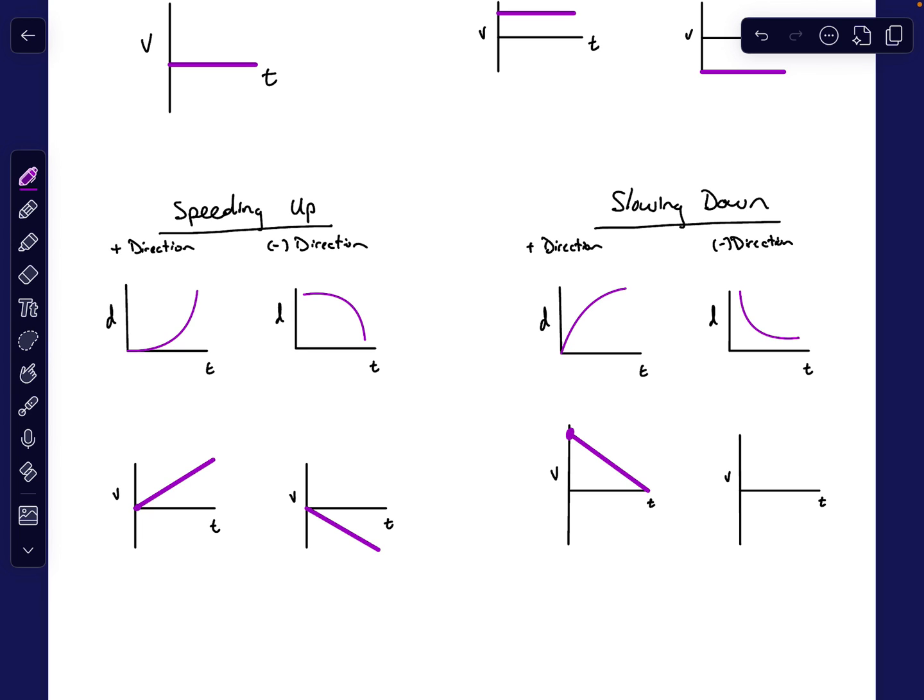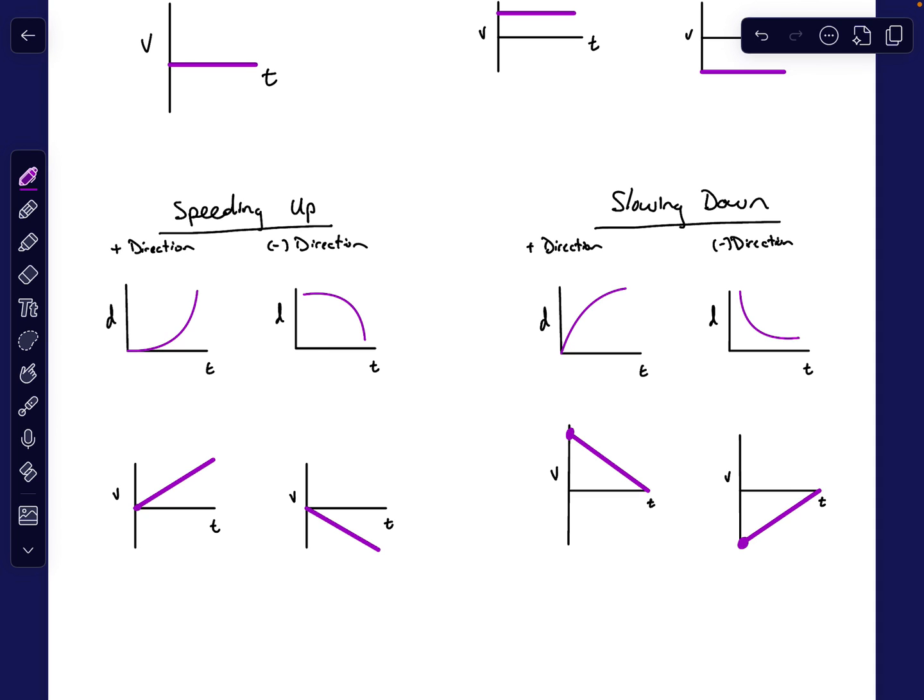And if it's in a negative direction, I'm going to start at a high velocity. Notice in this graph, I have a high slope, a medium slope, and a 0 slope. So I'm going to do the same thing with my velocity, but it's in the negative. So I'm going to start far from the origin and come back to where the 0 would be.